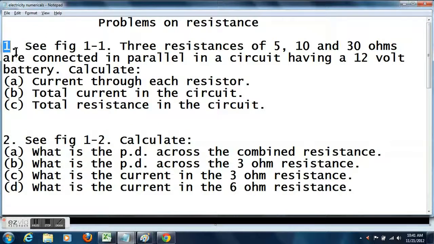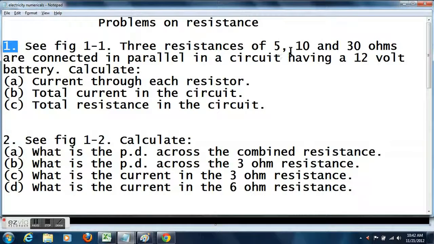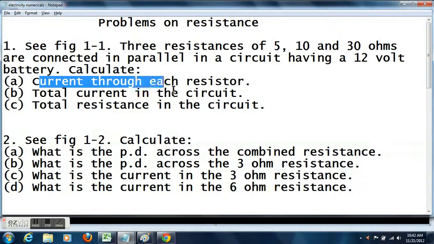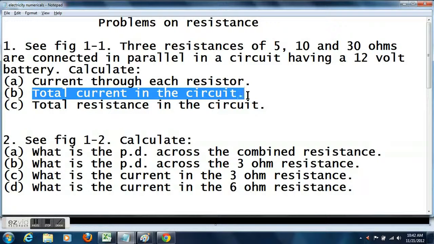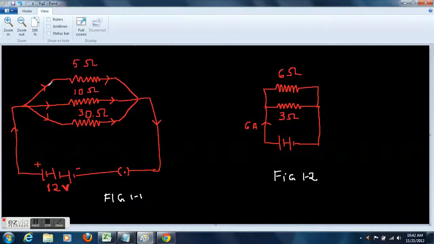First question. From figure 1.1, let me pull up the figure. We can see three resistances, 5 ohm, 10 ohm and 30 ohm, connected in parallel in a circuit with a 12 volt battery. We have to calculate the current through each resistor, the total current in the circuit, and the total resistance in the circuit.